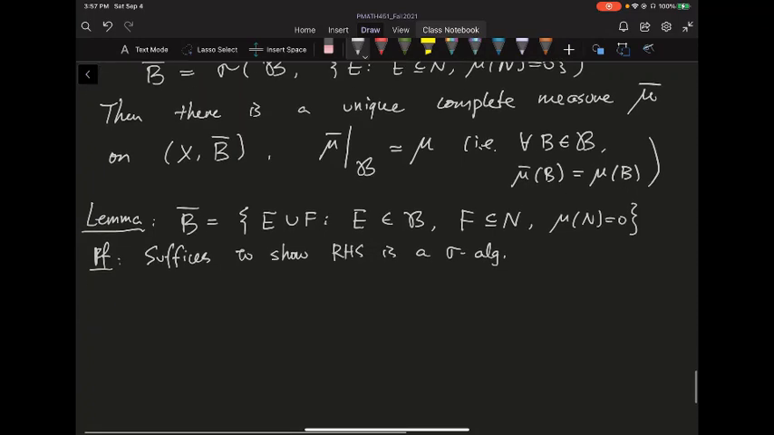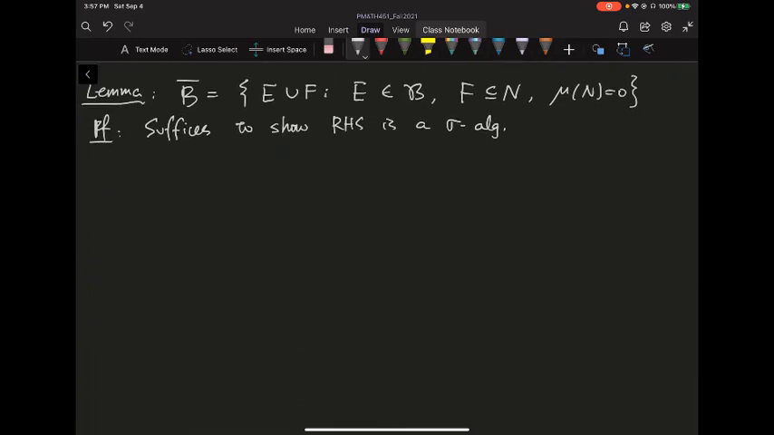So why is it a sigma algebra? Well, let's verify that it satisfies all the conditions in the definition of a sigma algebra. So first of all, the empty set. Well, that's going to be inside the B bar. That's pretty clear. Nothing against this.